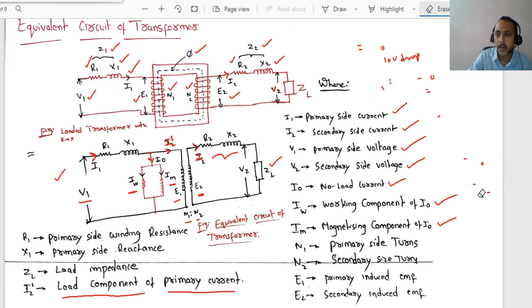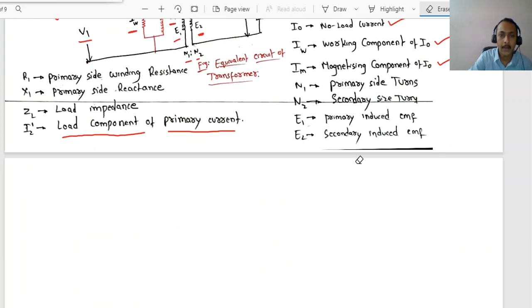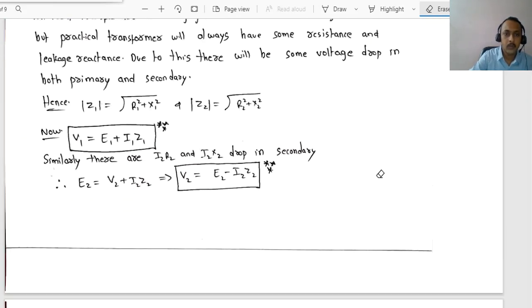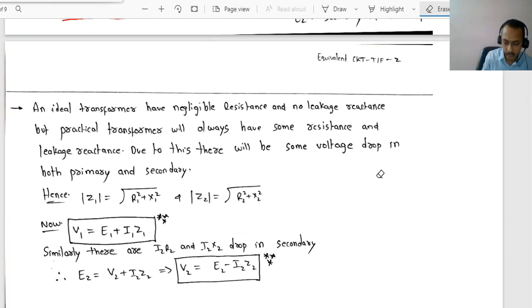Now I1 and V1, the current flowing in the primary and the voltage applied V1, there will be some angle between those two. That angle is phi. Right? So this is what we have written here. This equation is very, very important. Just now I have told.